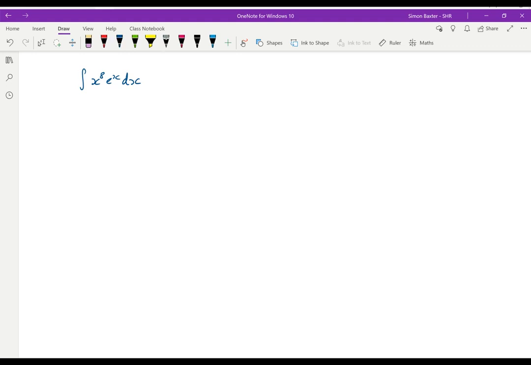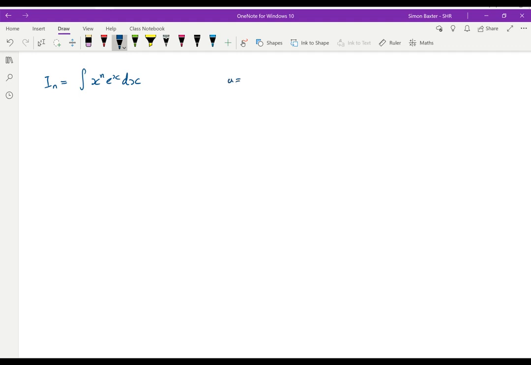So what we're looking at here is a way of dealing with something like the integral of x to the n e to the x dx. And this I'm going to call I_n, and I'm looking for a formula which gives me I_n in terms of I_(n-1), or a smaller value, reduction. Well, integration by parts is still the way to go.